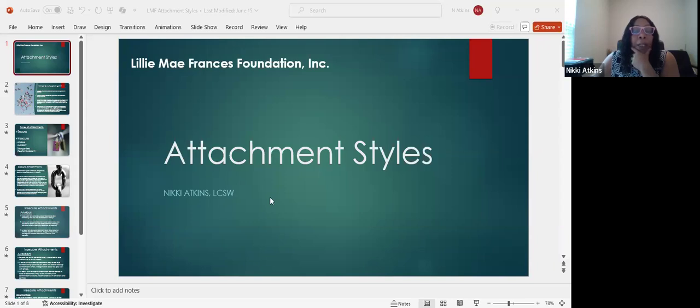So I'm going to go through and break down real quickly what each attachment looks like for a child and then as an adult. So in a secure attachment, the attachment figure is attentive, responsive, sensitive, and emotionally available. So that would be the parent or the caregiver.